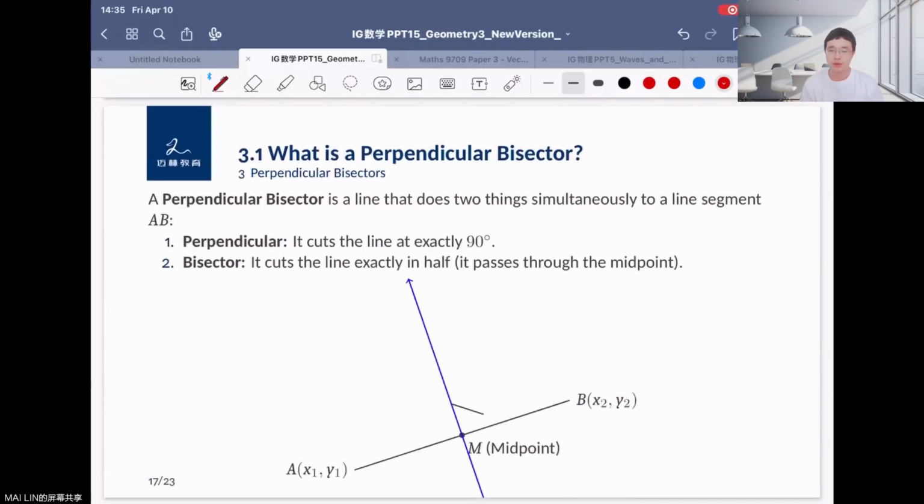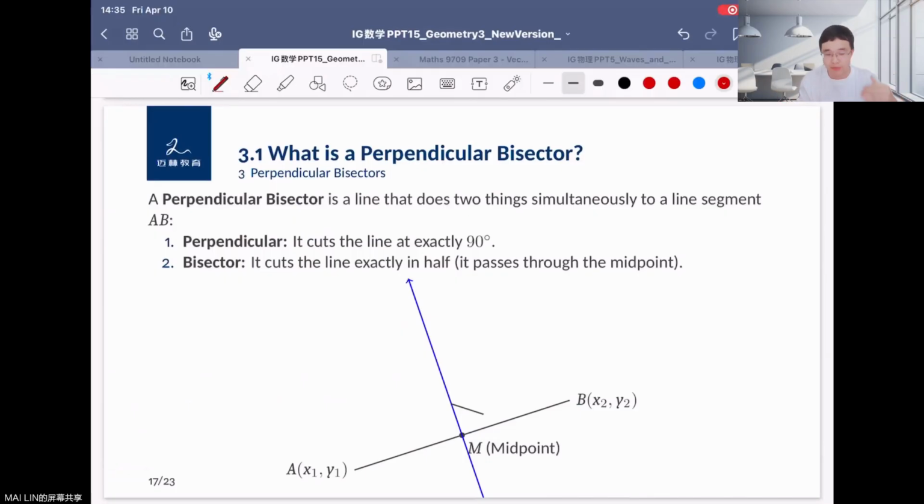Okay, so first, perpendicular means the two lines are perpendicular and their intercept angle equals 90 degrees, right? And bisector means I just divided you and make you into two parts, which are the same length and same distance, right?